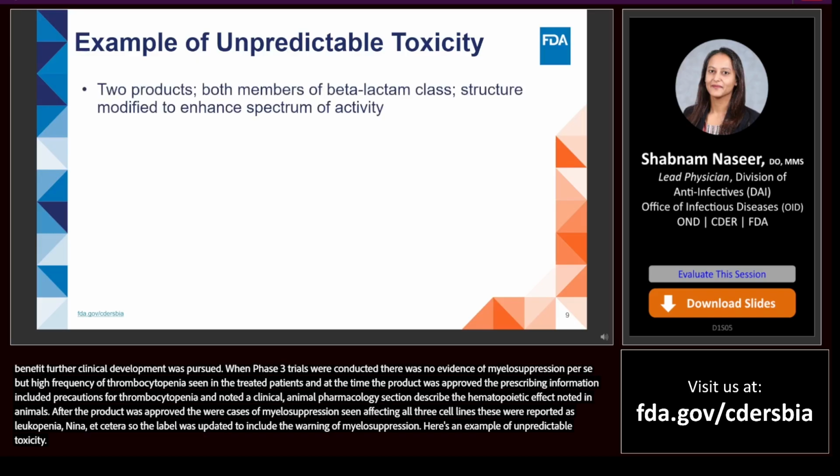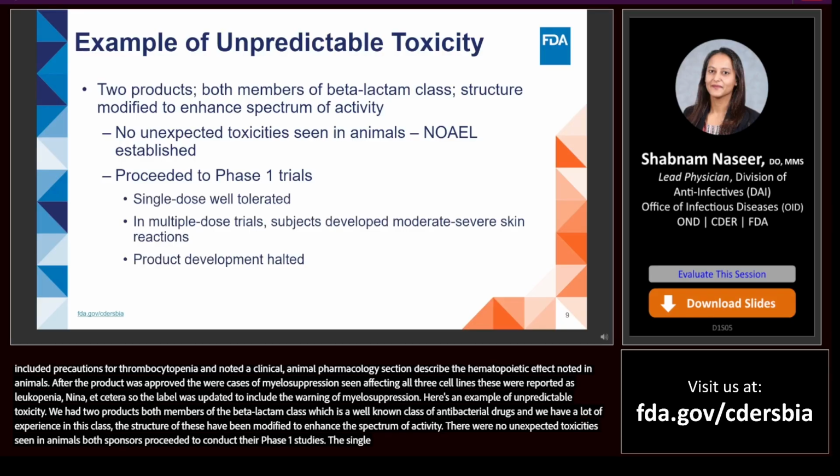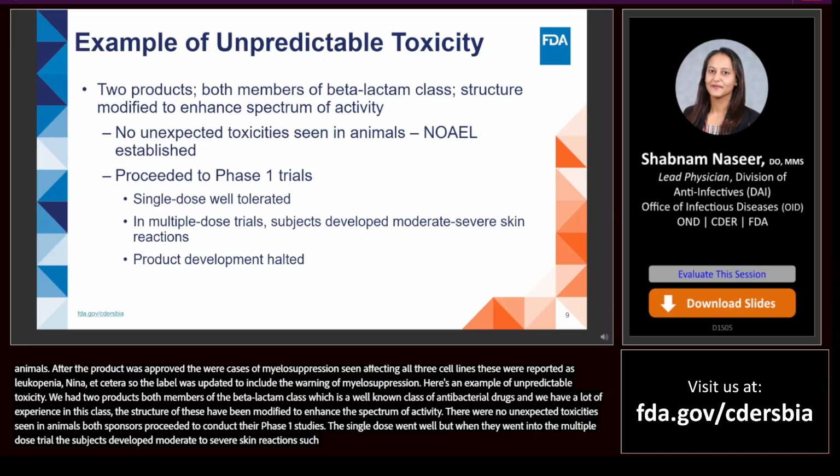So we had two products, both were members of the beta-lactam class, which is a very well-known class of antibacterial drugs, and we have a lot of experience in this class. The structure of these beta-lactams, however, had been modified to enhance the spectrum of activity. There were no unexpected toxicities seen in animals, so both of the sponsors proceeded to conduct their phase 1 studies. The single dose went well, but then when they went into the multiple dose trial, the subjects developed moderate to severe skin reactions, such that the product development actually had to be halted for both products.